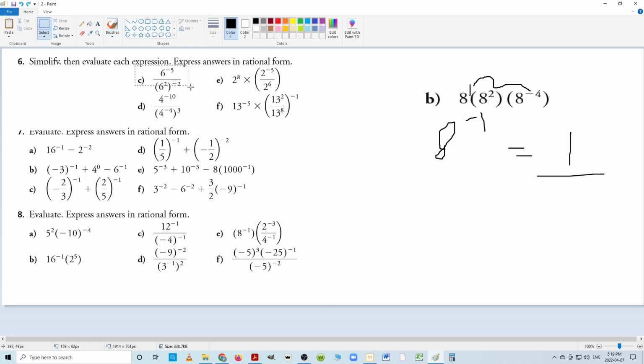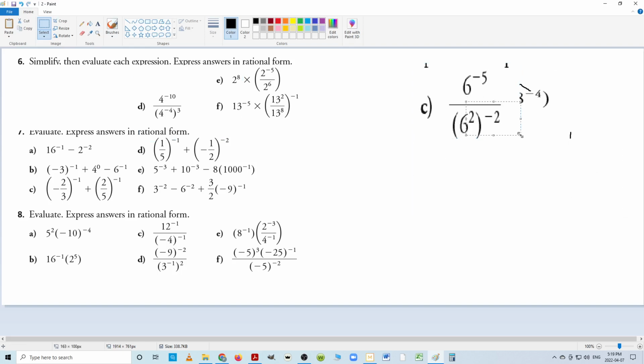What about this one? Well, we have an exponent of an exponent in the bottom, so you should resolve that first. So down below it becomes 6 to the negative 4. And then it becomes negative 5 up top minus 4, which is minus 1. So it becomes 6 to the minus 1, which is the same as 1 over 6. So they're all like that.